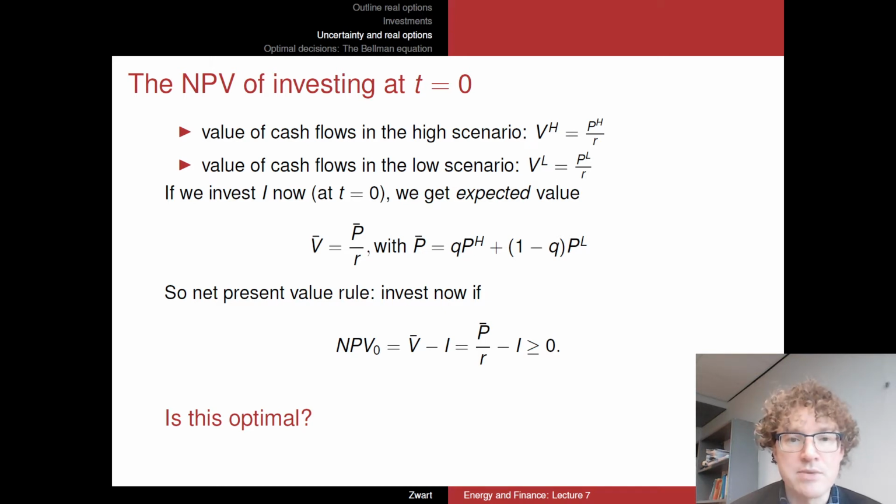So now we know what the net present value rule is going to say. Well, we know what the expected value is. It is V bar, and we're going to invest whenever that expected present value outweighs the known current investment cost I. So whenever V bar minus I is bigger than 0, or in other words, whenever P bar, the average price, divided by R minus I is bigger or equal to 0. So that might be a good thing. As long as this happens, we might make this investment. That's what the NPV rule says. Now the question is, is this optimal?